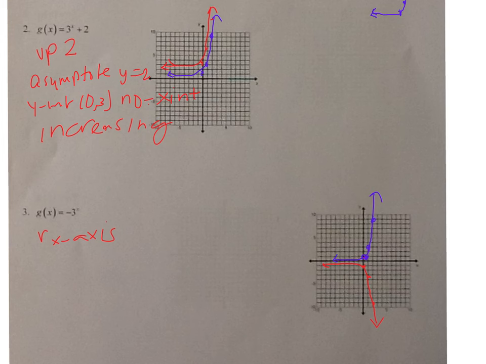So then I have my x-axis is still my asymptote. So that's y equals 0. My y-intercept is (0, negative 1). And there's no x-intercept. And that is now decreasing. Okay, so flip it over.